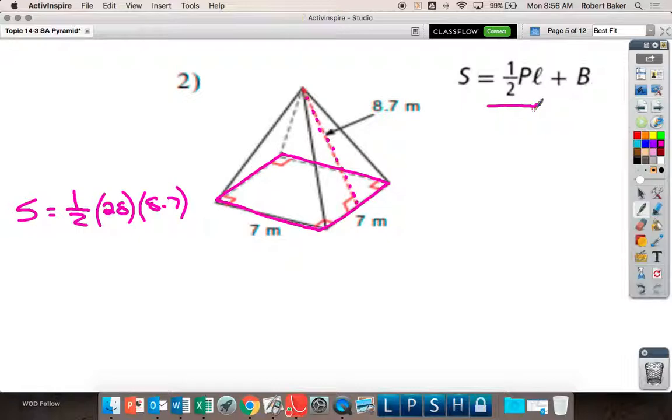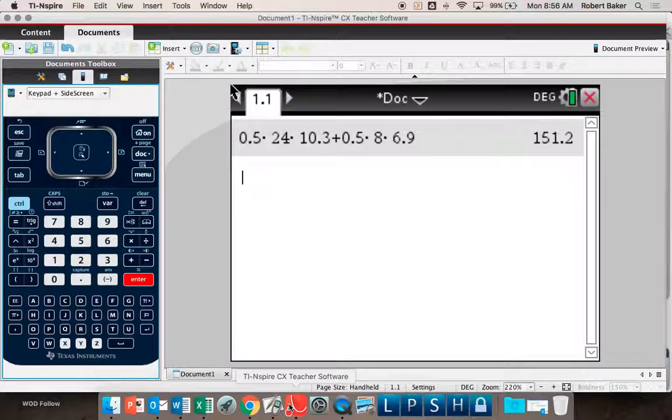1/2 PL. Then we have to add to that the area of the shape of the base. How do you find the area of a square? Length times width, base times height, 7 times 7 is 49. So it's 1/2 times 28 times 8.7 plus 49. And we add to that the area of the base, 49, and we get 170.8. That is the total surface area of that square pyramid.